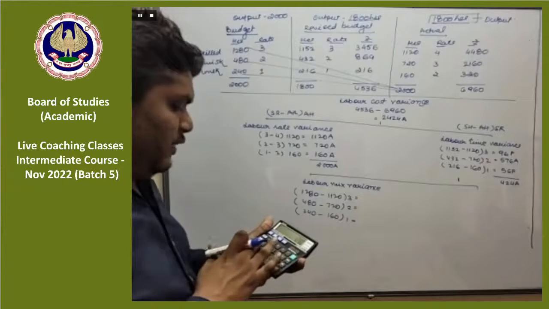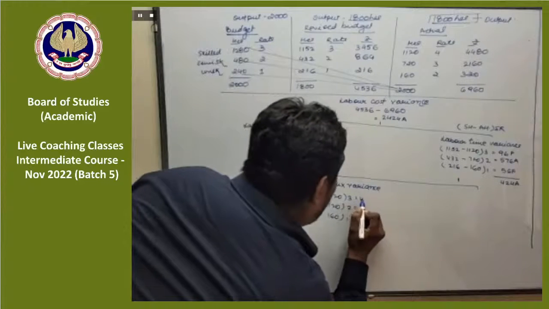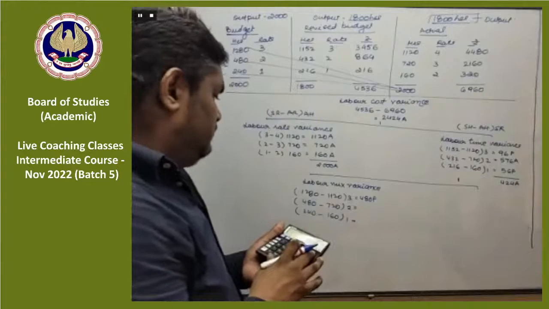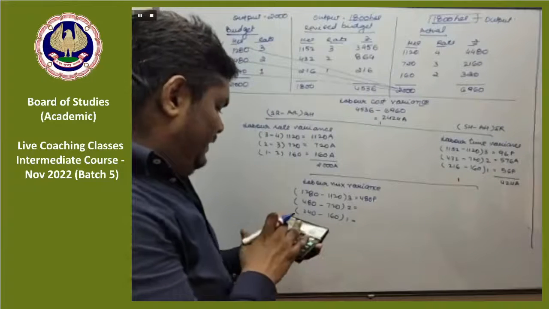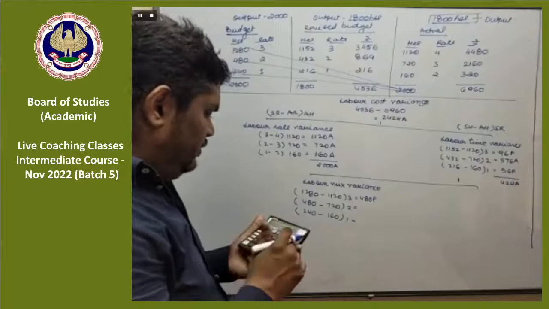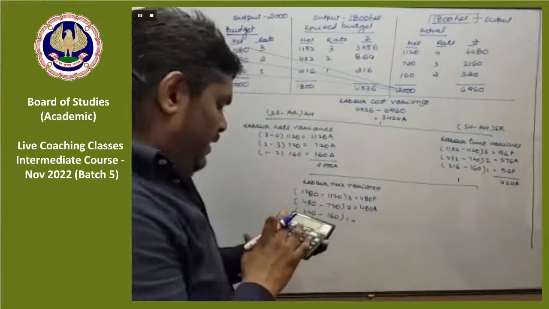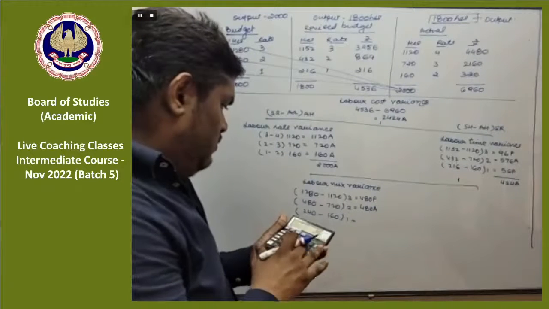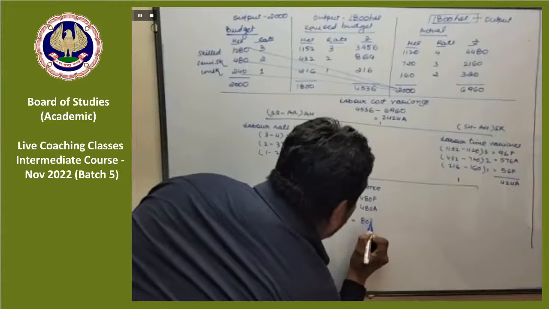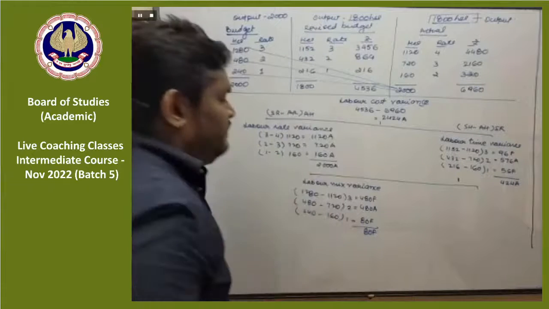So 1280 minus 1120 into 3, this will be 480 favorable. 480 minus 720 into 2, this will be 480 adverse. And 240 minus 160 is 80 favorable. So the total will be 80 favorable.